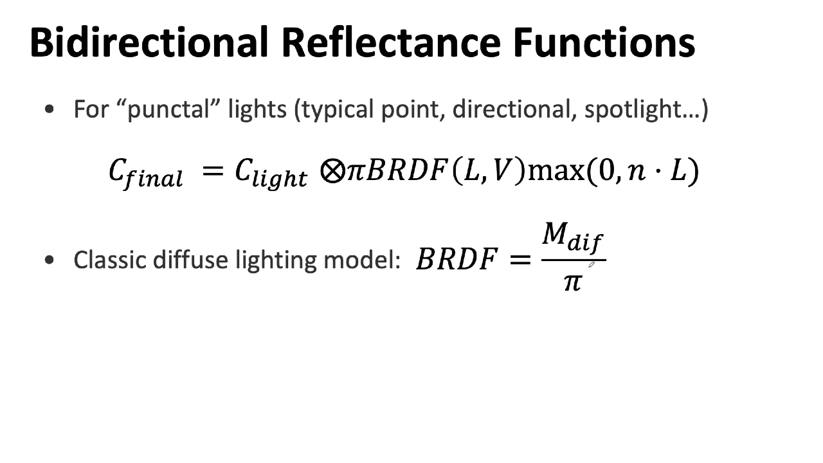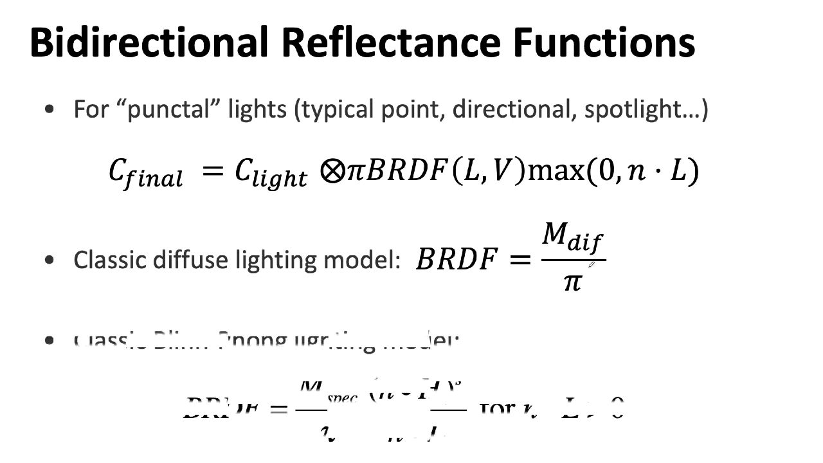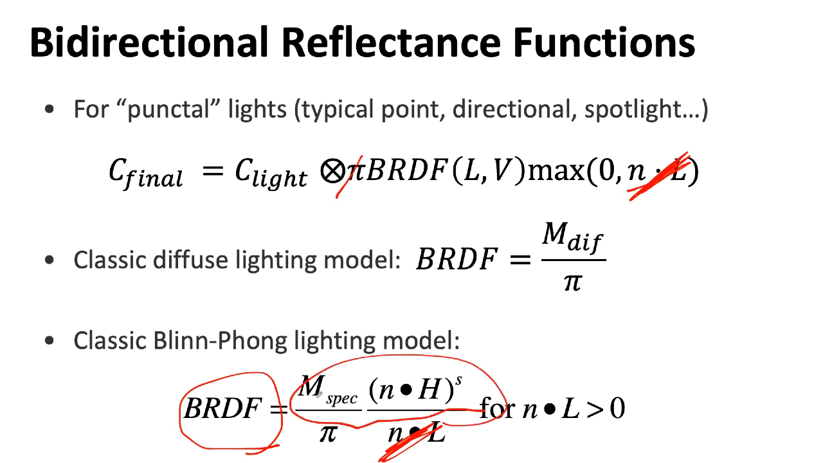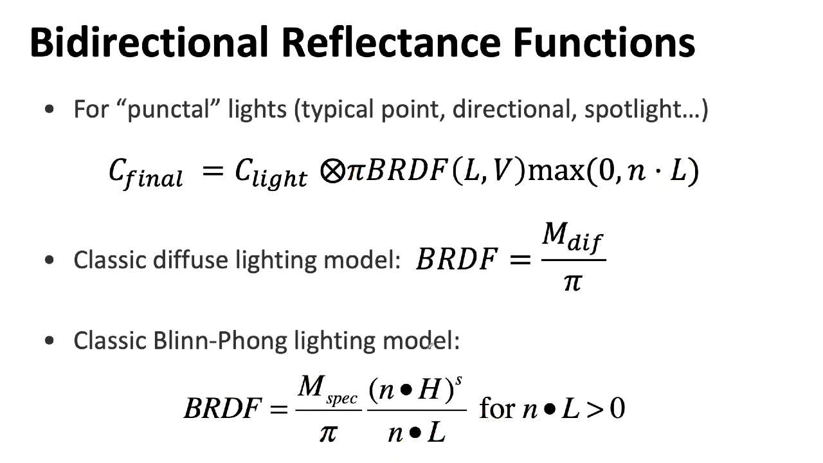For many years, people would often add to this diffuse model something called Blinn-Phong specular. I've written it here to try to put it in this BRDF format, but it was usually not thought of that way. If you think about what's happening with this n.l, if I plug this in, this n.l cancels with this n.l. And the way to think about it is that you would take your diffuse model and then add to it this term. Again, the pi's wind up canceling. And this term here was called the Blinn-Phong specular model.